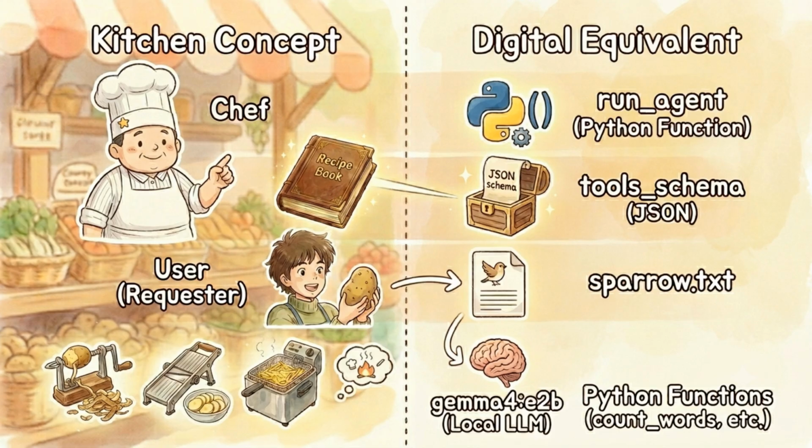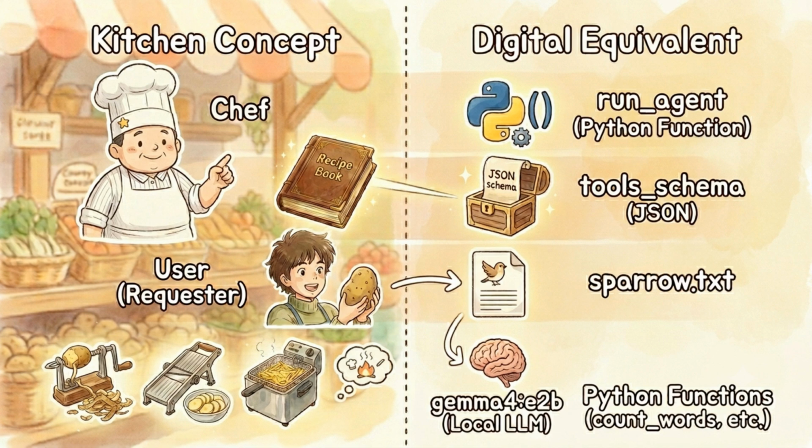Now, let's jump from the kitchen into the world of computer science to understand Agentic AI. Instead of a potato, we're going to give our AI agent a raw data text file named sparrow.txt. And instead of making fries, our goal is to get a detailed information report about how many words, vowels, and consonants are present inside that file.